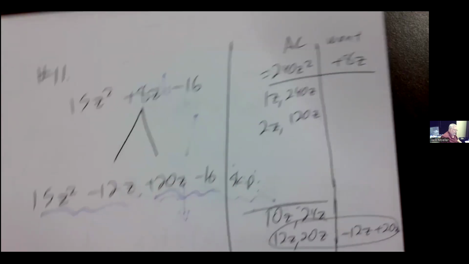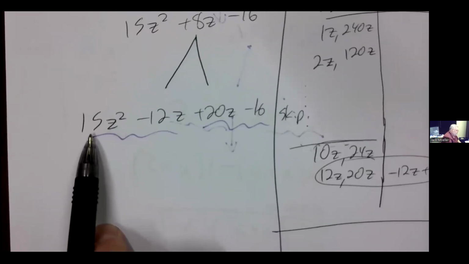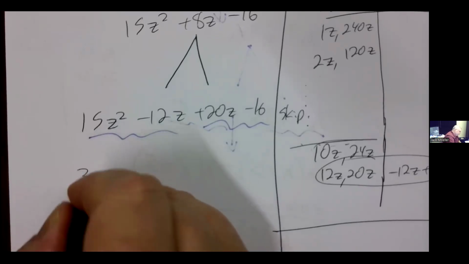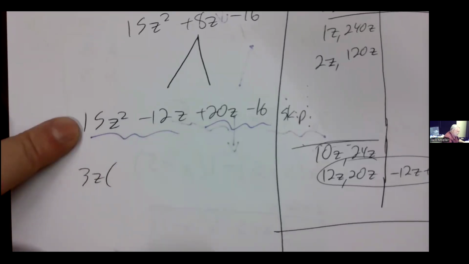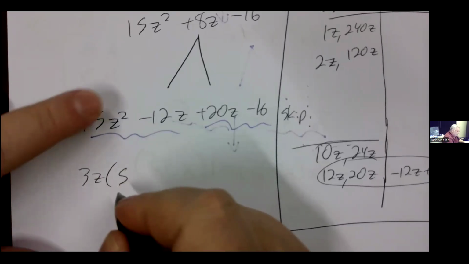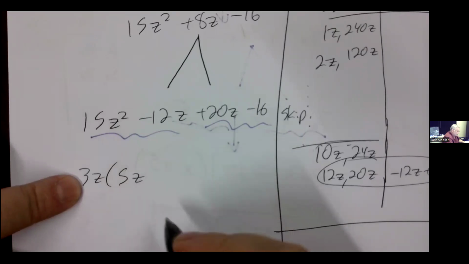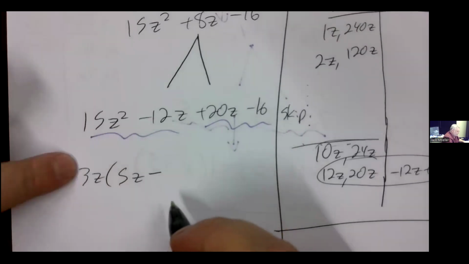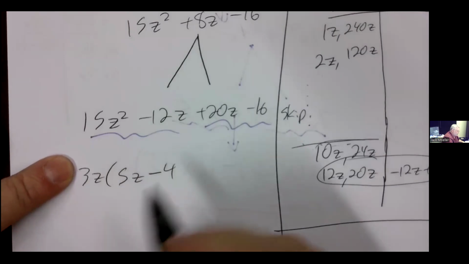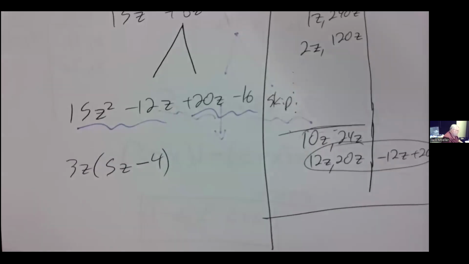So now we're going to do our factor by grouping. So what's common to 15z squared and minus 12z? They both have a z, and number-wise it's 3. So we divide that by 3, we get 5. Z squared divided by z is z. Negative 12 divided by 3 is minus 4. Z divided by z is 1.